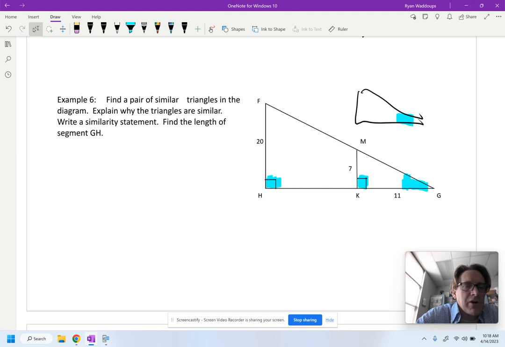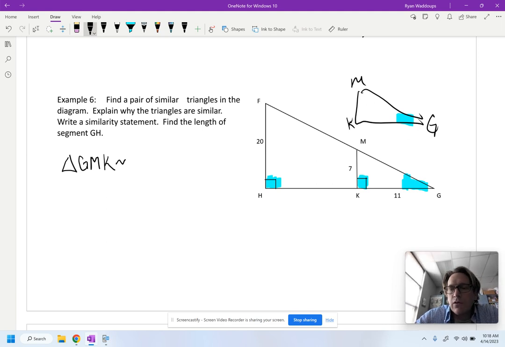Not parallel sides, similar triangles. We're missing, oh no, we've got a vertex. This vertex here is G, and the small one here is M, and this is K. And so we can say triangle GMK is similar to triangle GFH. And there would be your similarity statement.